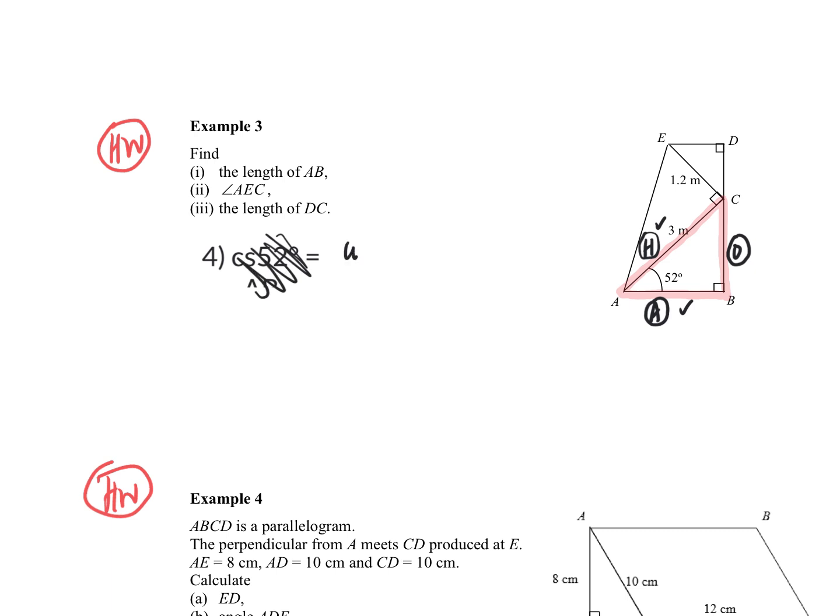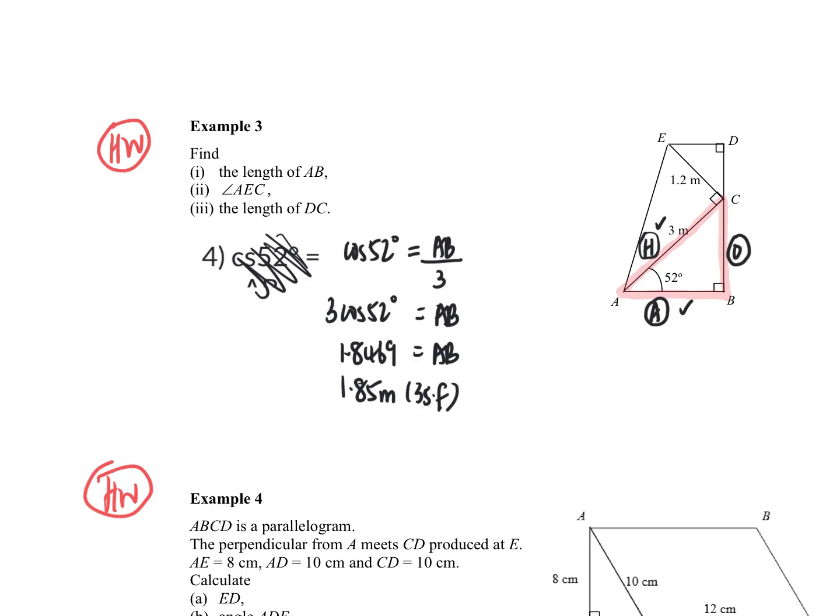Cosine 52 is AB over 3. So AB is 3 cosine 52. What's the value? 1.85. So 1.85 meters, 3SF. Okay, but when you copy onto the diagram, use the more exact one. So you can change it to 3 cosine 52 degree.